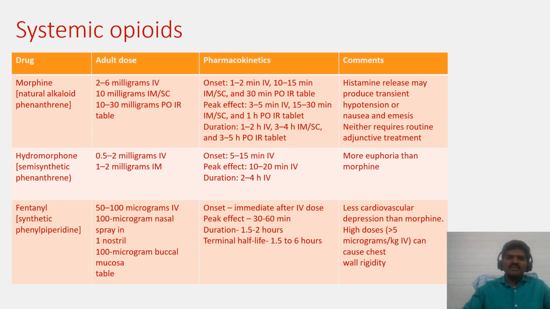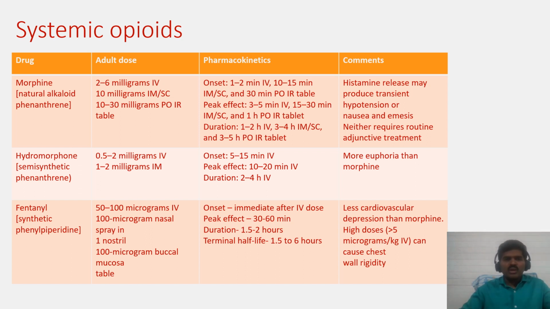The main problem with morphine is it has the potency to release histamine, which produces transient hypotension, nausea, and emesis. Neither requires routine adjunctive treatment. But the therapeutic index of morphine is very, very low. You need to be very careful when you are giving morphine. Most studies have shown that morphine has increased the morbidity and mortality in patients, especially those with severe illness.